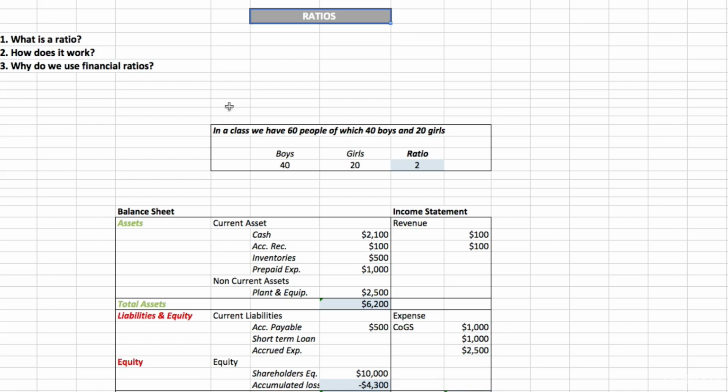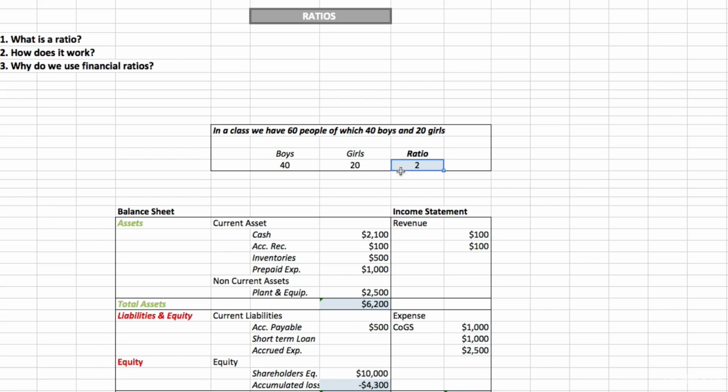For example, if we use this example here and we say in a class we have 60 people, of which 40 boys and 20 girls, if we want to strike a ratio or a relationship between boys to girls, we get the number of boys, which is 40, and divide it by the number of girls, which is 20, and that's when we get our ratio of 2. Now, what does this number mean? What is this number telling us, and why do we use it? Well, this number is telling us that we have twice as much boys as girls.